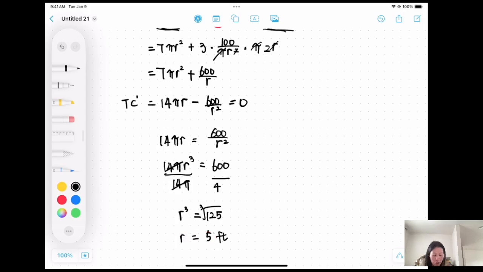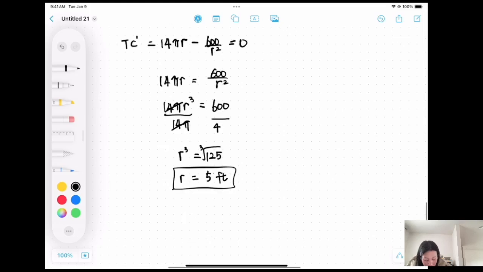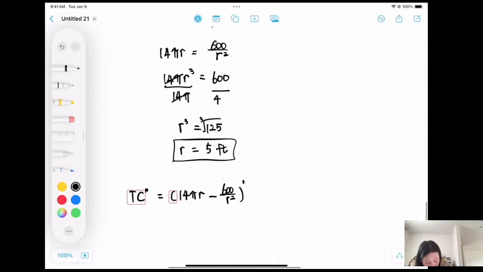Okay. The next part is we still need to test if this is concave up or concave down at r equals 5. So take another derivative. We will have our second derivative. Just remember that during your calculation, pi is not a variable. Pi is a constant, equal to 3.14. Now, taking the derivative with respect to r, we have 14 pi plus 1200 over r cubed. And then we need to substitute r equals 5 at that point, to see if this is concave up or concave down.